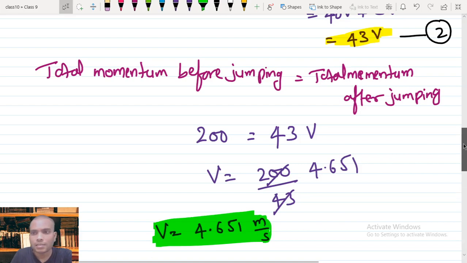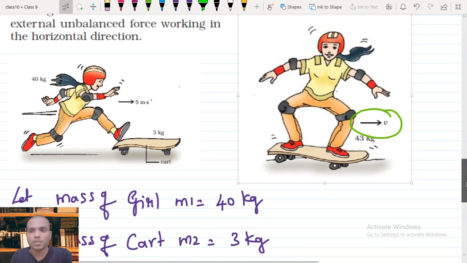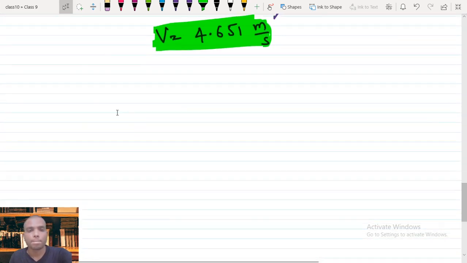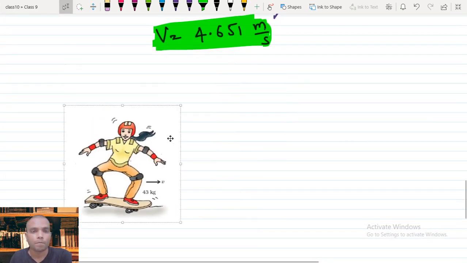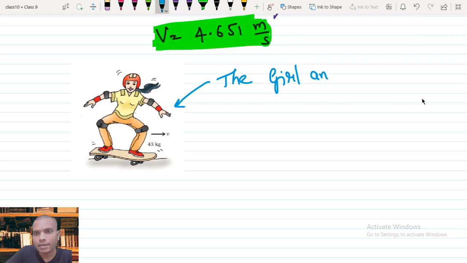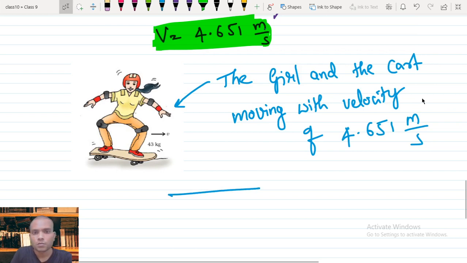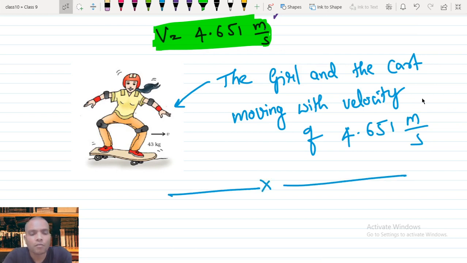It means the girl along with the cart, if I write this in the figure, the girl and the cart are moving with a velocity of 4.651 meter per second. So this problem we solved by using the law of conservation of momentum.